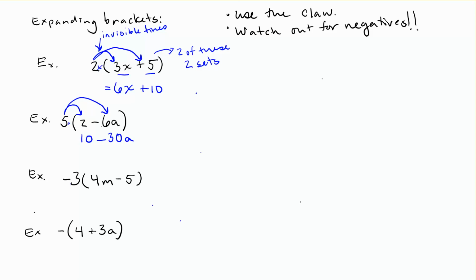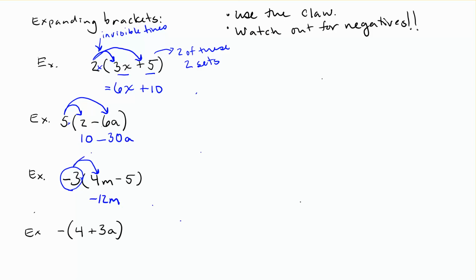Now brackets can be a bit trickier when you've got negatives, and that's where people really tend to make mistakes. So you need to really watch out if you see a negative outside your brackets. That takeaway 3, that's the same thing as saying that this out here is negative 3. So I need to times negative 3 by 4m. So what's a negative times a positive? It's going to get you a negative, so negative 3 times 4 is negative 12m.